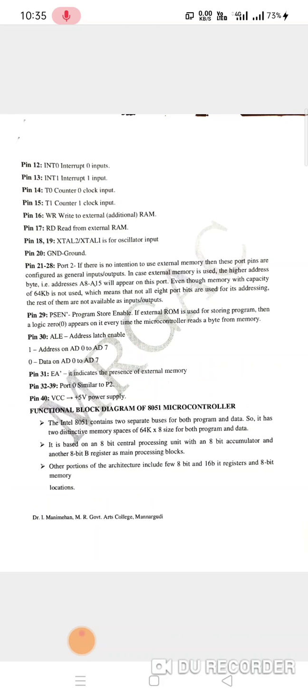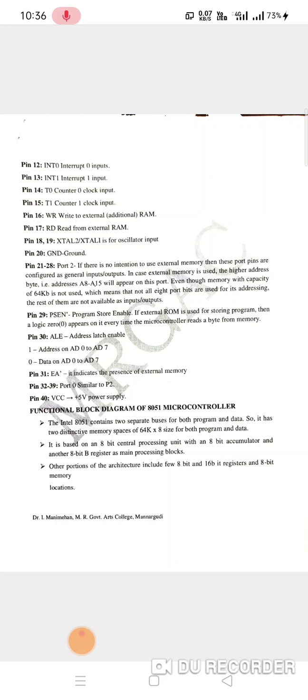That means pin number 16 is write to external RAM. It is the control signal to write. It is an active low control signal. If 0 is present on that line, it means it will write to the external RAM. Okay, WR bar is the control signal.